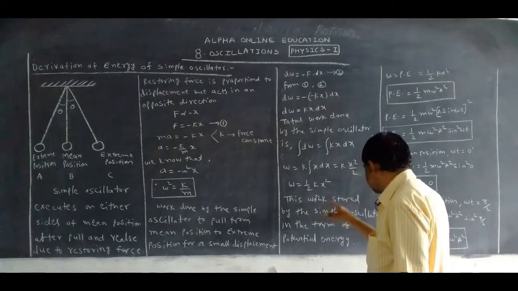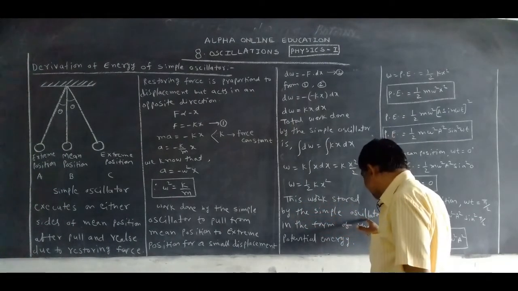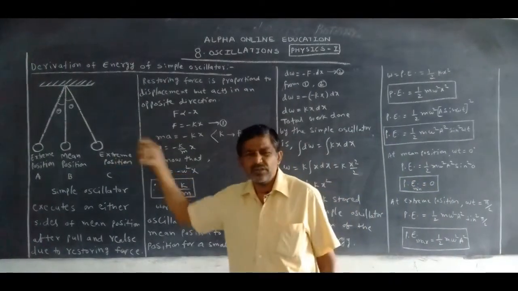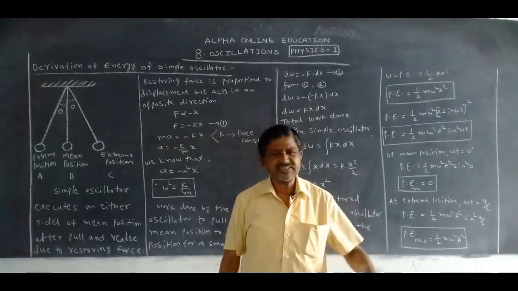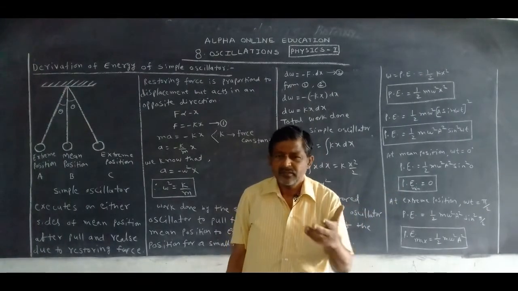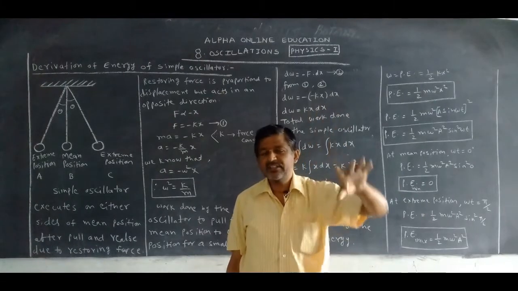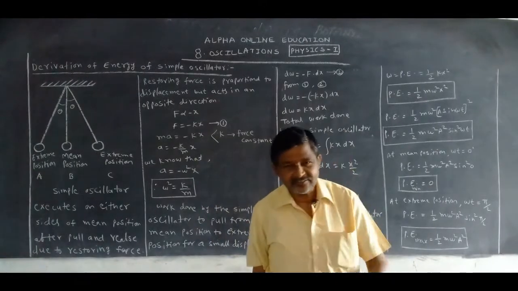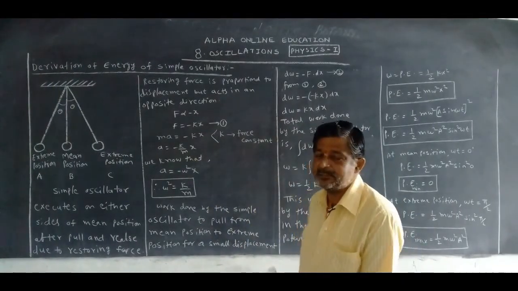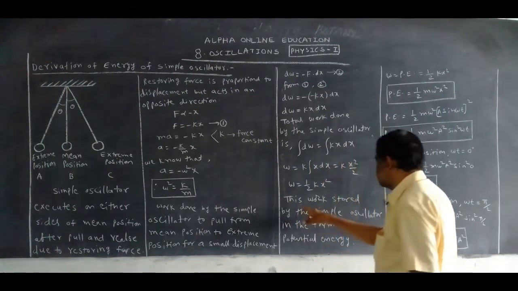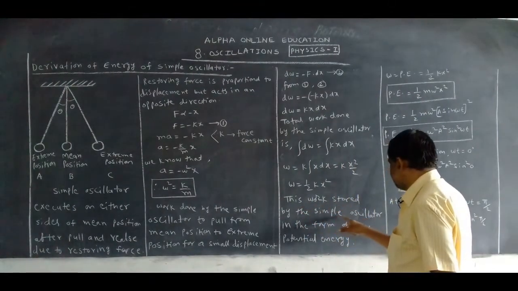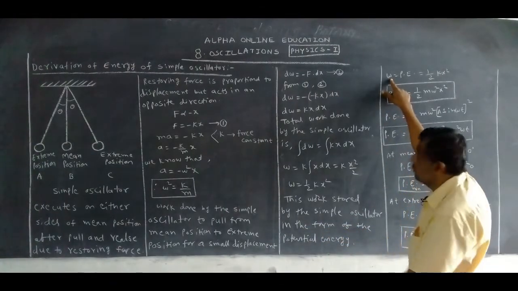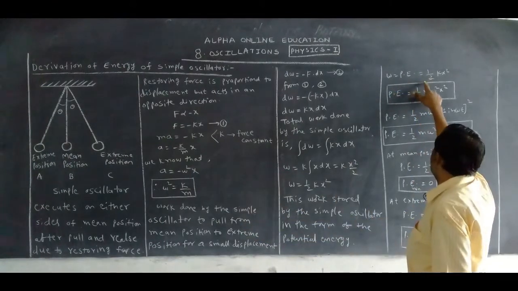This work is stored by the simple oscillator in the form of potential energy. If you do the work, if the object changes its position, the work done by it is stored in the form of energy, and that energy is called potential energy, which we studied in the work, energy, power chapter. That's why potential energy is equal to half kx square.